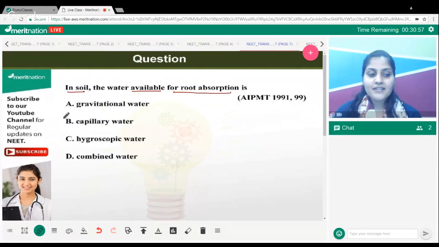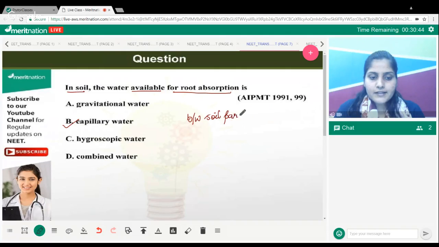And the correct answer is capillary water. You've done it well. Exactly, Aradhya. So capillary water is something which is present between soil particles. Okay, it is present between soil particles, right? And it can be absorbed by the root hair. Only root hair have access to the capillary water. Okay, that is the reason. This is the right answer.